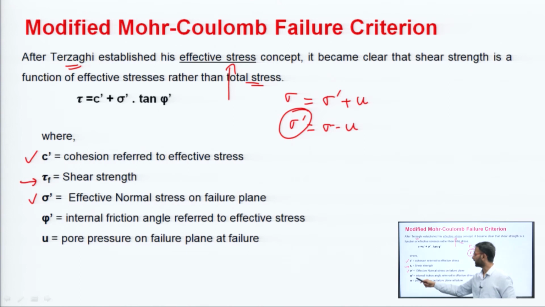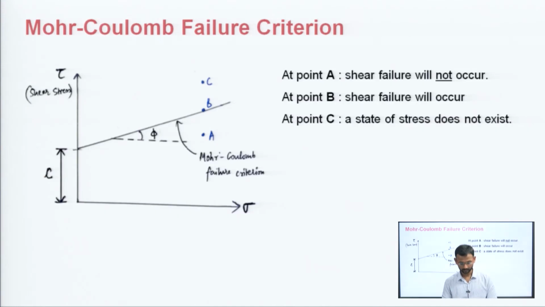Phi dash is the internal friction angle that has been mobilized there. It is also because of what? This would have changed because of the pore water pressure there. And U is the pore pressure on failure plane, alright, at the time of failure. So the entire previous equation that Mohr-Coulomb gave in terms of what? Simply the total stress, that was modified and given in terms of effective stresses.